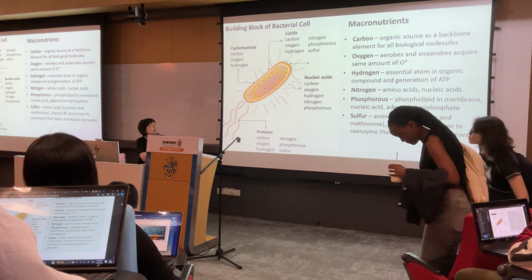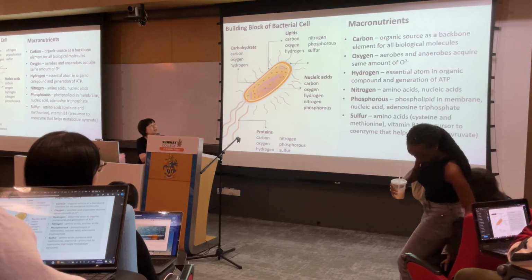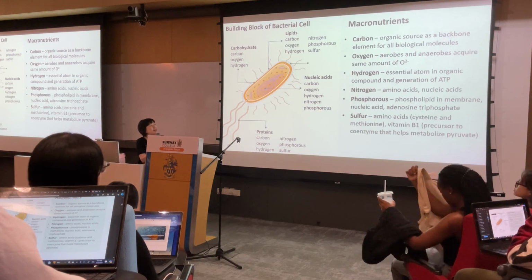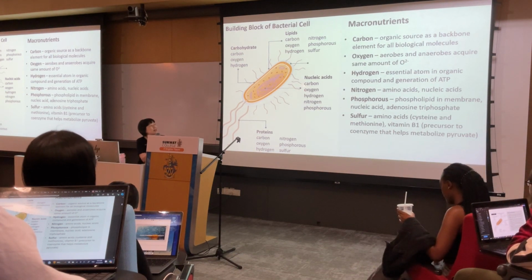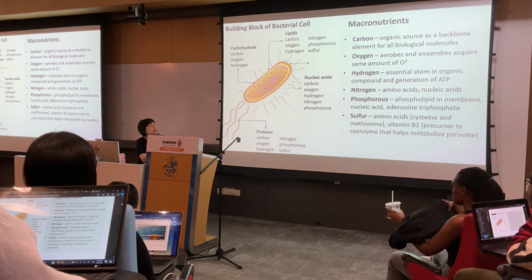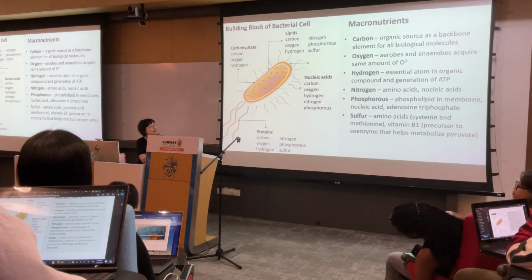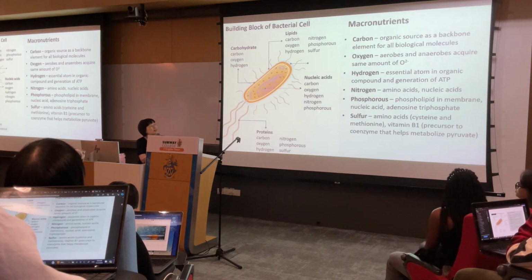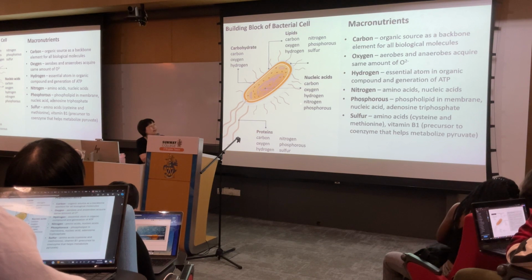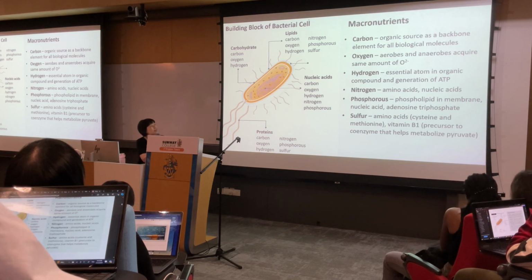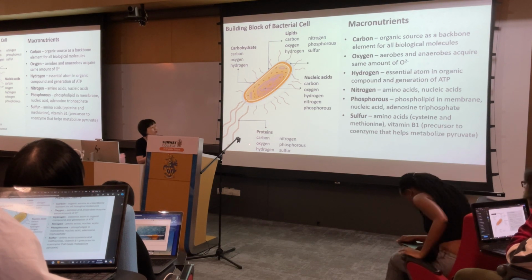Right, nucleic acid, which is the chromosomal DNA. Chromosomal DNA contains carbon, oxygen, hydrogen, nitrogen, and phosphorus. So those are the elements required to make the DNA. And finally, protein. Of course, the bacterial cells contain a lot of protein.